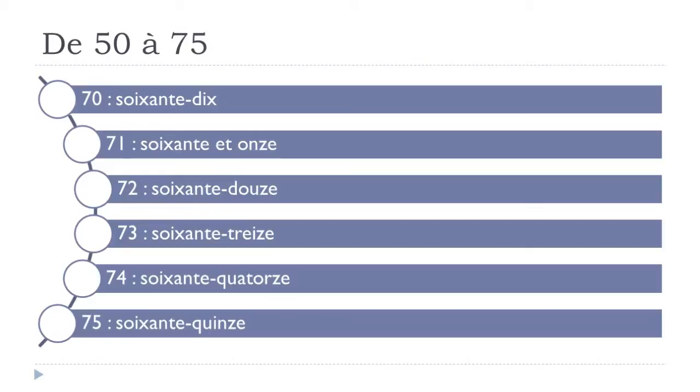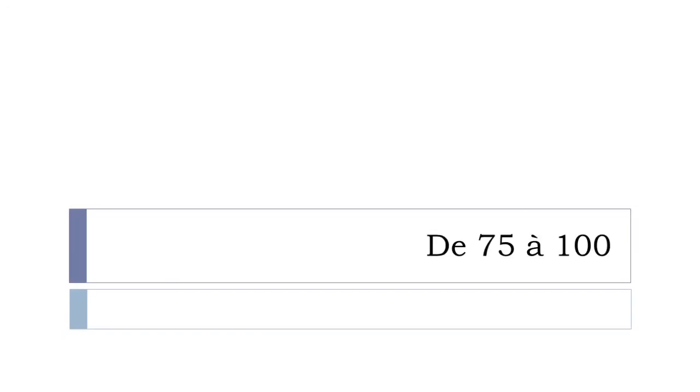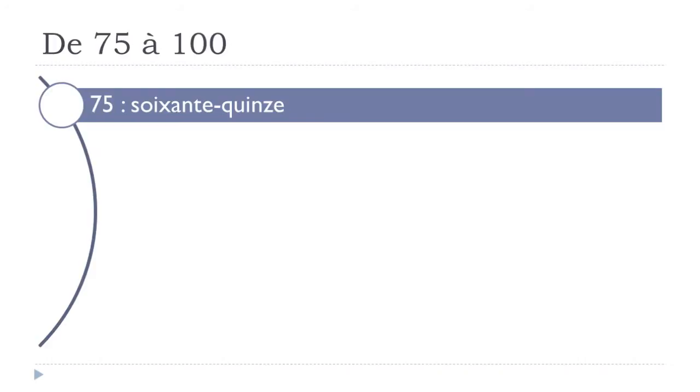So remember that for 70, so from 70 to 79, you will have to use this 60, so 60, and then the numbers from 10 to 19, okay? 10, 11, 12, 13, 14, 15, etc. So we'll see the rest in a coming lesson. So now what we'll do, we'll go to 100, and then we'll see all the tricky and irregular forms, okay? So if you remember, when we stopped, it was here, okay?